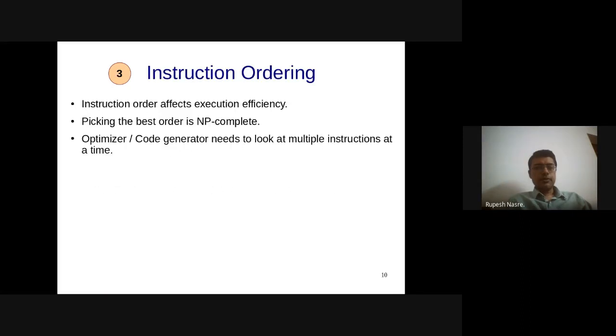All right, we'll move to the third important aspect of code generation, and that is instruction ordering. We have chosen the instructions to be used. We have identified the registers to be used for the variables inside these instructions. Now I also need to choose the order of these instructions. Again, the instruction order affects execution efficiency. That is my statement, but you have to prove it. In general, picking the best order is hard, and sometimes we need to look at multiple instructions at a time to get the best efficiency.